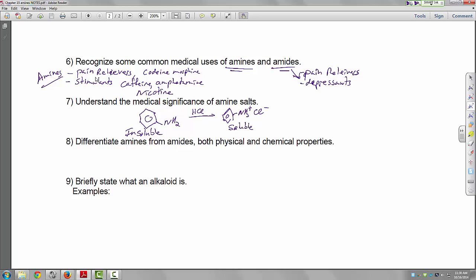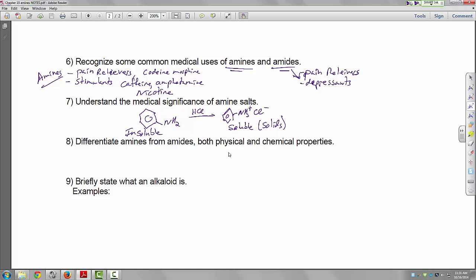Also, these guys are all solids at room temperature, whereas lower molecular weight amines, such as this, would be a liquid. So it's a little bit easier for storage and shelf life if it's a solid. That's another reason. But because these are soluble in water, they're soluble in tissues, they're absorbed better. So that's why many drugs that contain amines are formulated as amine salts.